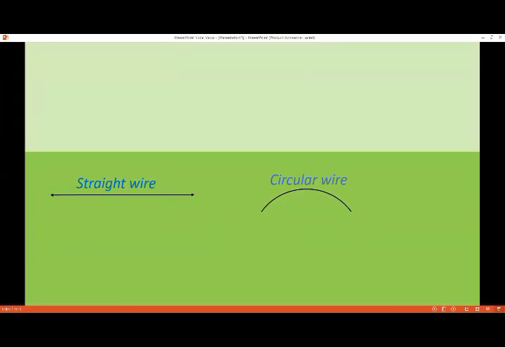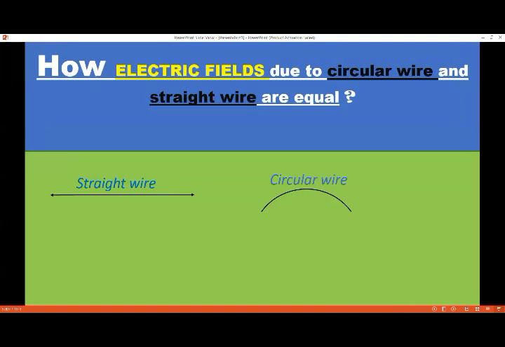Hello everyone. In this video, we will see how electric fields due to circular wire and straight wire are equal. We will also understand how these concepts make some of the very difficult questions seem very easy, and it will make your problem solving a bit more fun. So without wasting any time, let's move on to the solution.